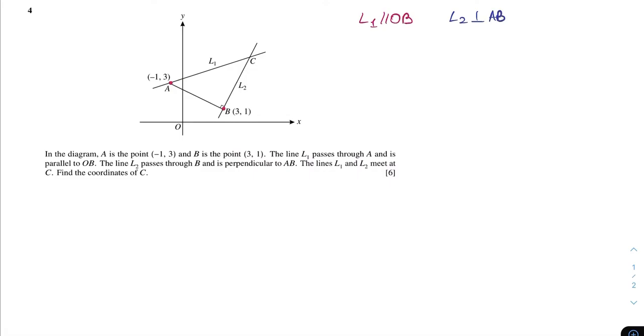Okay, we need to revise some properties of lines. The lines L1 and L2 meet at C. We need to find the coordinates of C. My advice is that when you solve a problem, you need to know your path, how you are going to solve it.